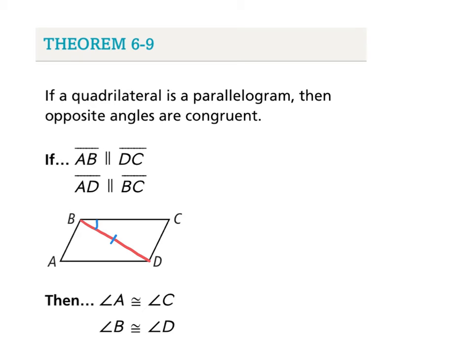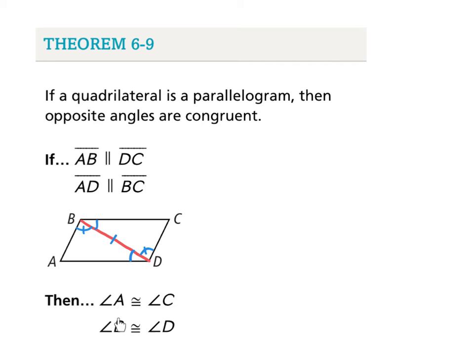We know that this angle and this angle are alternate interior angles, so they're congruent to each other. We know that this angle and this angle are alternate interior angles, so they're congruent to each other. So that means that we have a couple of congruent triangles by ASA, and then this part of this triangle would correspond to this part of the other triangle, so they're congruent. So that makes A congruent to C.